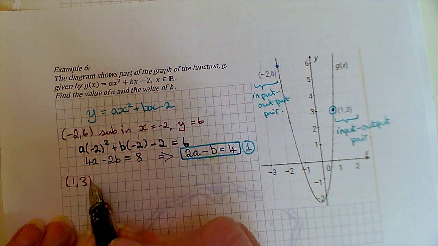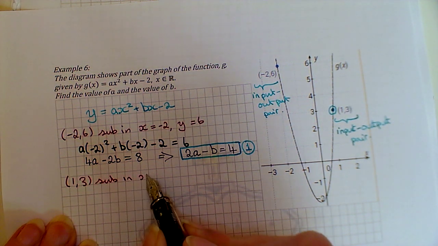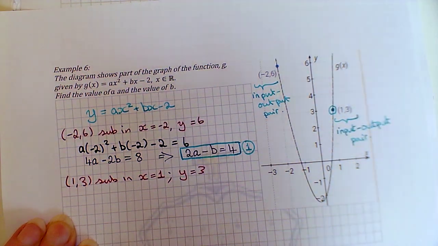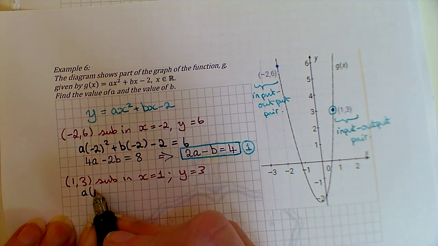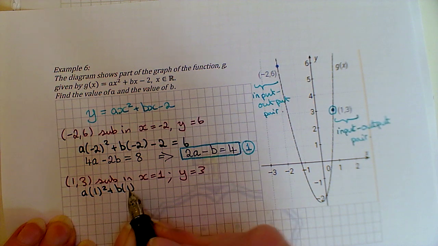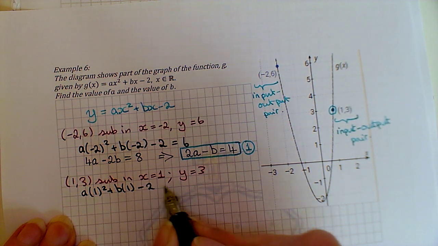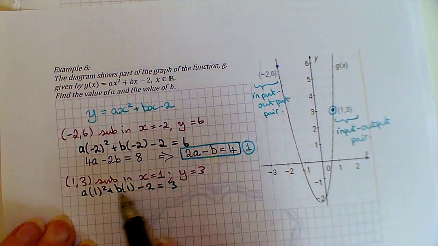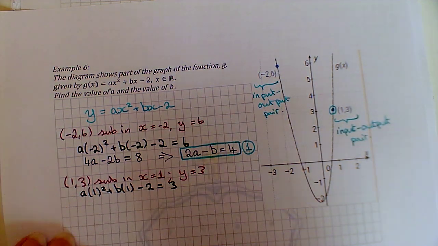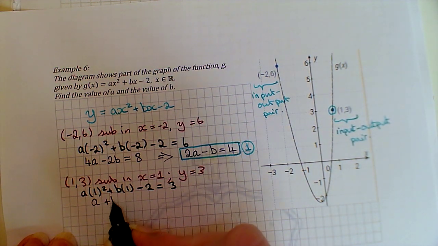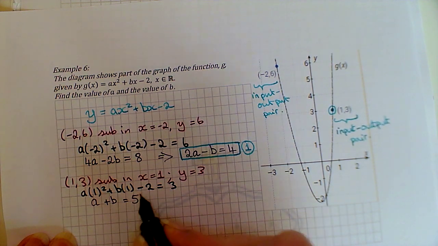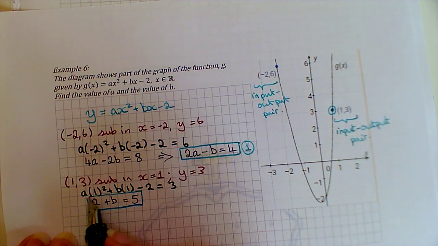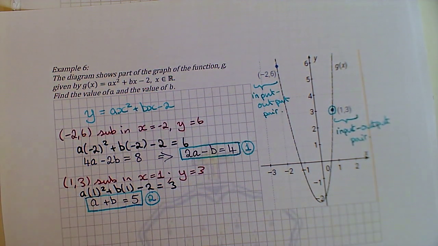Then we have 1, 3, and we sub in x equals 1 and y equals 3, giving me a times 1 squared plus b times 1 minus 2 equal to 3. So all we're doing is following the pattern of the formula, replacing the x and the y values. Tidying that up, we get a plus b equals, I'll bring the -2 over, equals 5. That's the second equation. So I have two equations and two unknowns, and I need to solve those simultaneously.